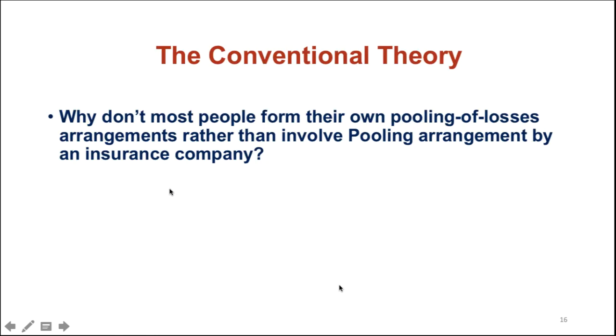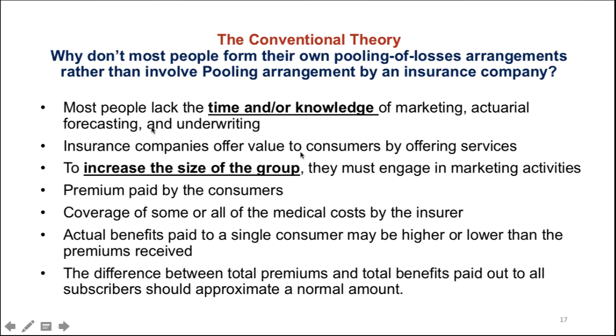So now the question here is: why don't most people form their own pooling of losses arrangement rather than involve a pooling arrangement by an insurance company? What is the reason we need the insurance company, when people could get their own pooling of losses arrangement through their family, etc.? The point here is that most people don't have the time or knowledge to calculate all this estimation, which requires marketing, actuarial forecasting, and underwriting.